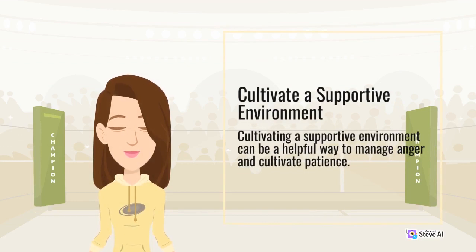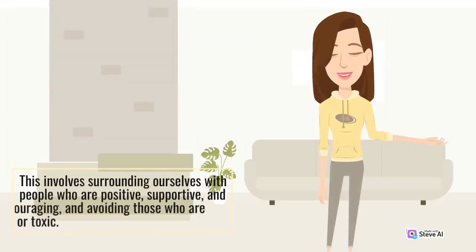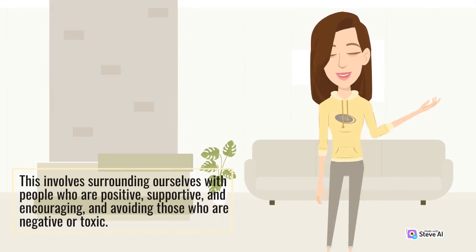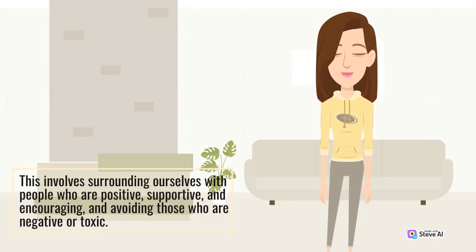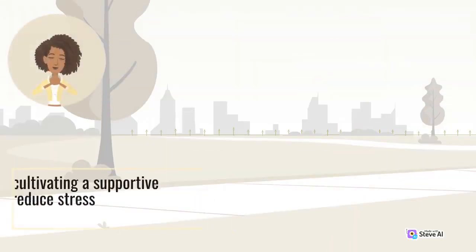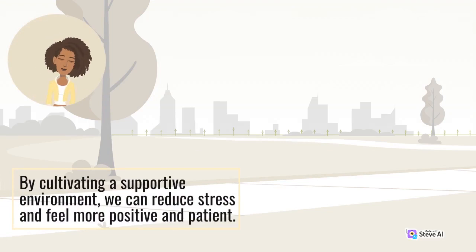Cultivate a supportive environment. Cultivating a supportive environment can be a helpful way to manage anger and cultivate patience. This involves surrounding ourselves with people who are positive, supportive, and encouraging, and avoiding those who are negative or toxic. By cultivating a supportive environment, we can reduce stress and feel more positive and patient.